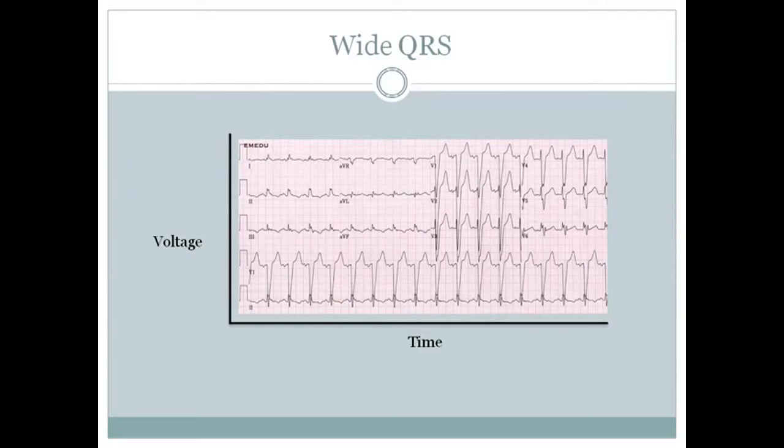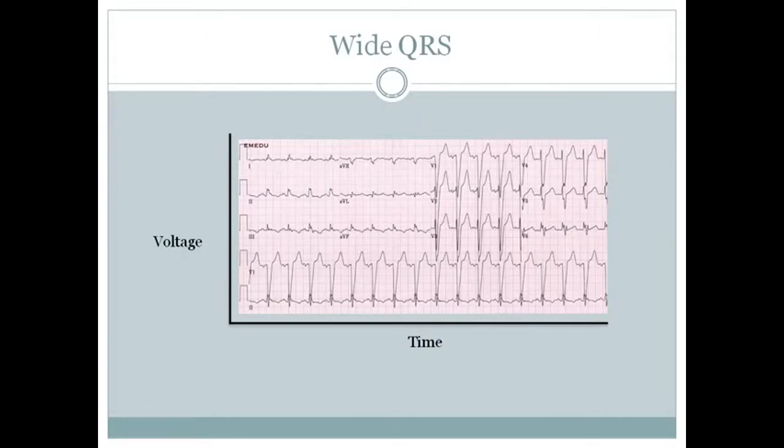So wide QRS. Let's talk a little bit about wide QRS tachycardia. In an EKG, this is time. So wide means it's taking longer to depolarize, so it's not going through the normal conduction system. The normal conduction system is a highway for electricity that will depolarize the entire myocardium at the same time. This is not going through the highway, and the myocardium is slowly depolarizing until the entire heart is depolarized. So that's why it looks wide. Don't be afraid of wide. Wide is just taking longer to depolarize. It's just an abnormal conduction. We're going to figure out why.